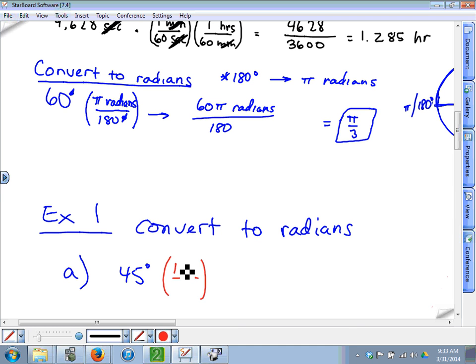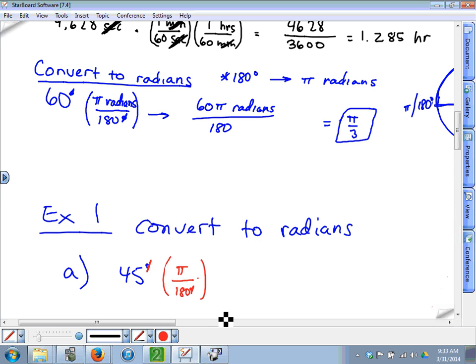Is this correct? I think so. 180 degrees over pi like that? I thought it was the other way. That's what I wrote. Would it work this way? No. I think that's the one. Why does 180 have to go on the bottom? Because we're trying to cancel out that degree symbol.